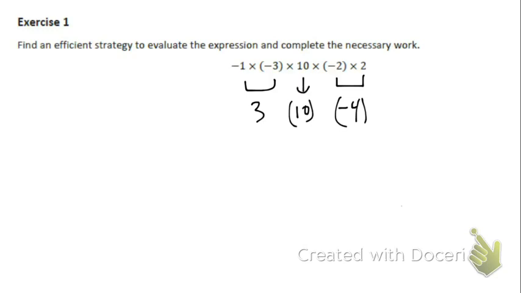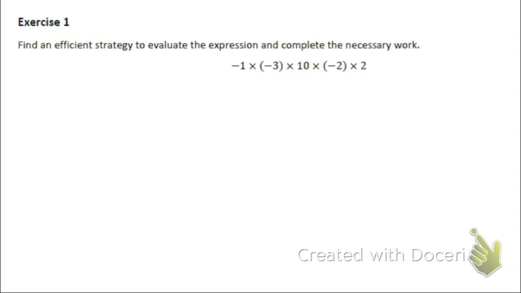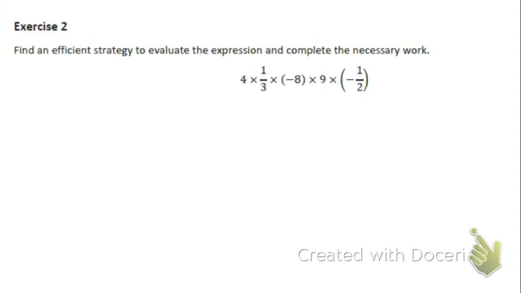Next, you can do it left to right if you want. I'm just going to do 3 times negative 4. Get you negative 12. Multiply that by 10. Get negative 120. So hopefully everybody understands that. Alright, so let's move on to the next problem.